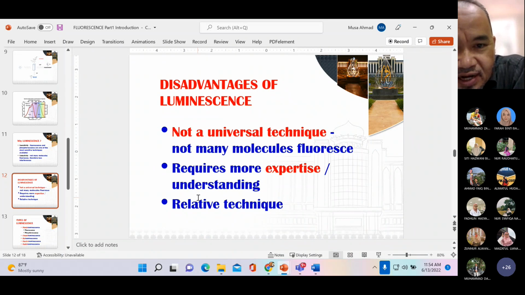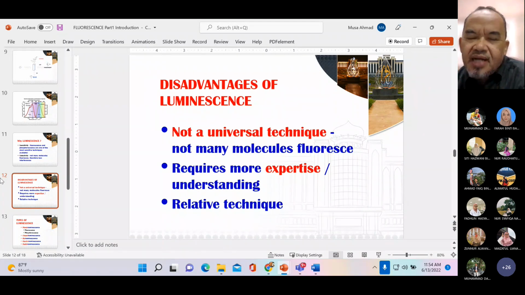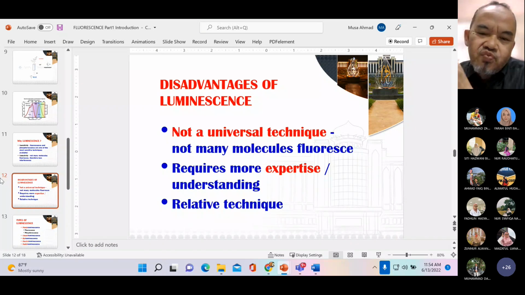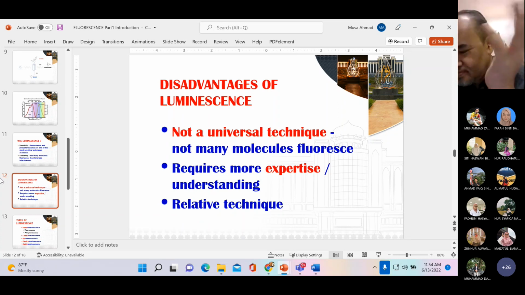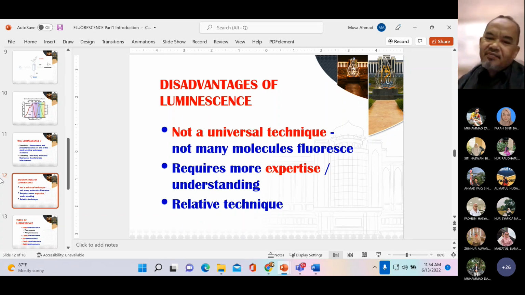Some of the disadvantages: it's not universal, meaning when you buy the instrument, which is quite expensive, maybe 200K for instance, you can only use it for molecules that can fluoresce. It's not universal. Of course, if possible, you want to buy only one instrument that can be used for any other measurement, but that's not the case.